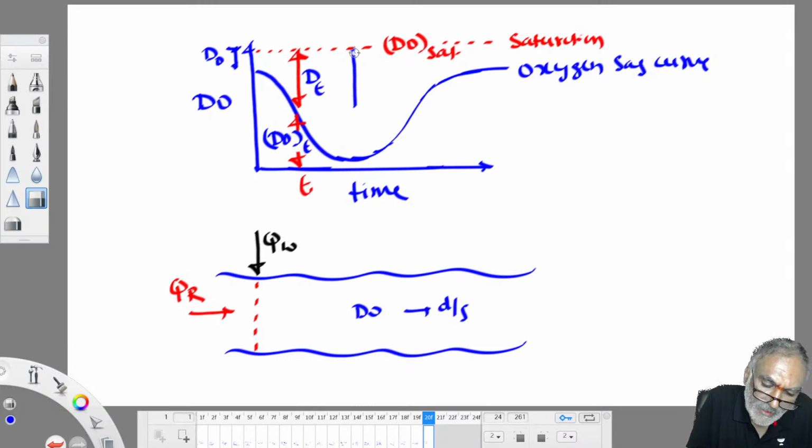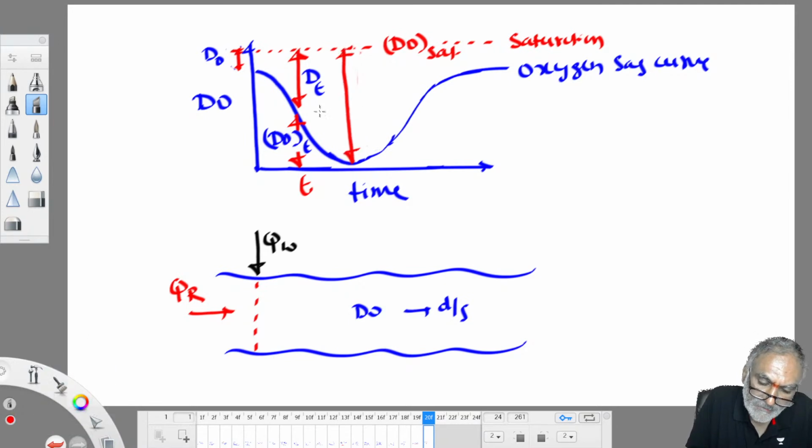Deficit keeps on increasing. Deficit becomes maximum at one point of time. Deficit is maximum at some point of time. That point is called critical deficit. Where deficit is maximum, that point is called the critical deficit point. Okay?